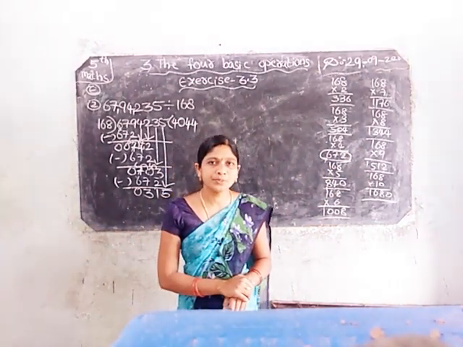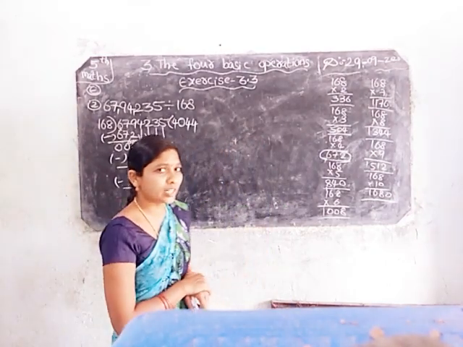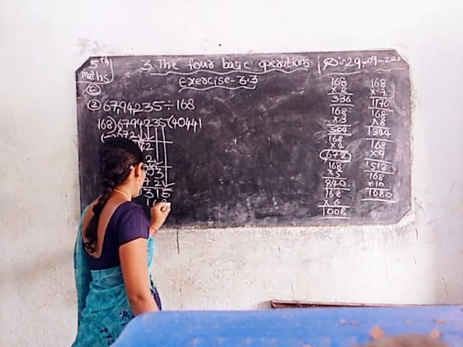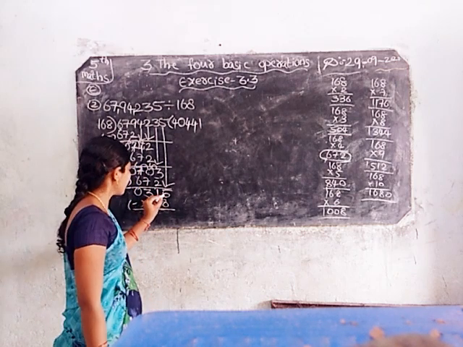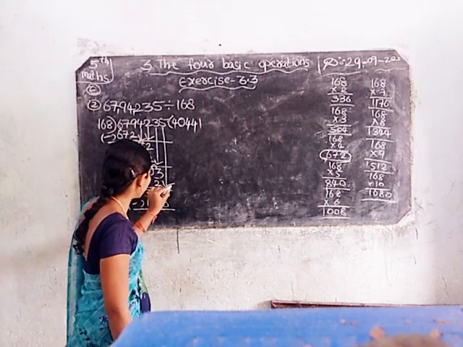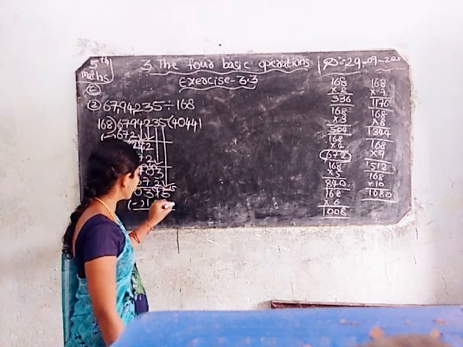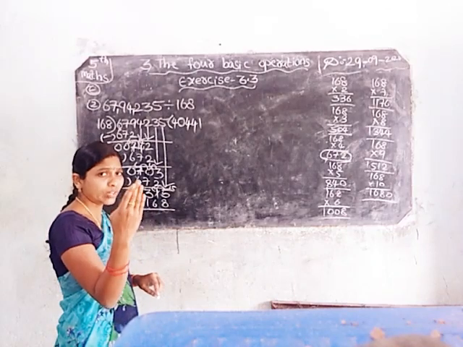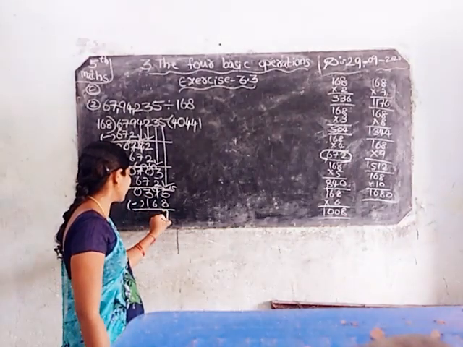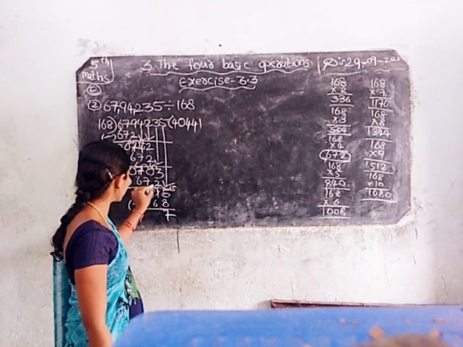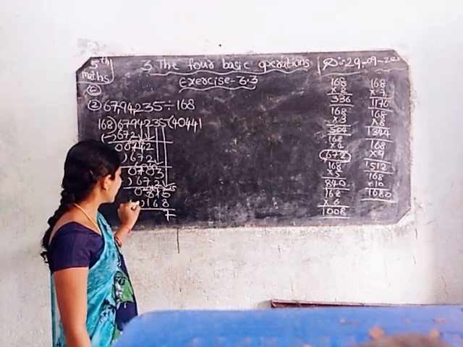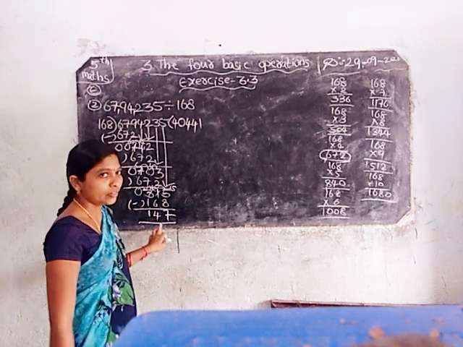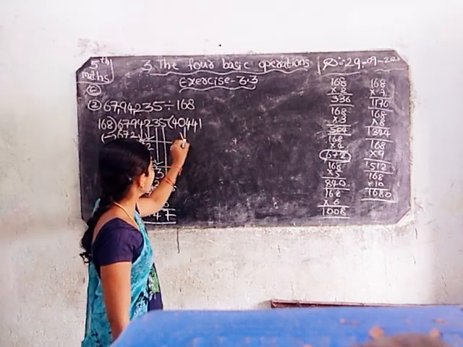So what should we do? Take ones only. 168 ones are 168. Take minus here. 5 minus 8 not possible. Take borrow. 15 minus 8 is 7. And 0 minus 6 not possible. Take borrow, here 2. 10 minus 6 is 4. 2 minus 1 is 1. So we get 147.